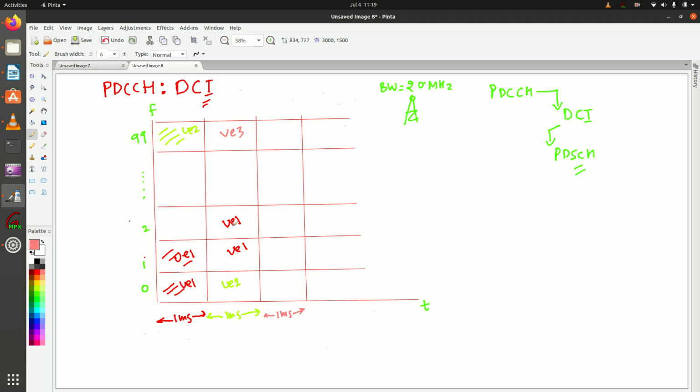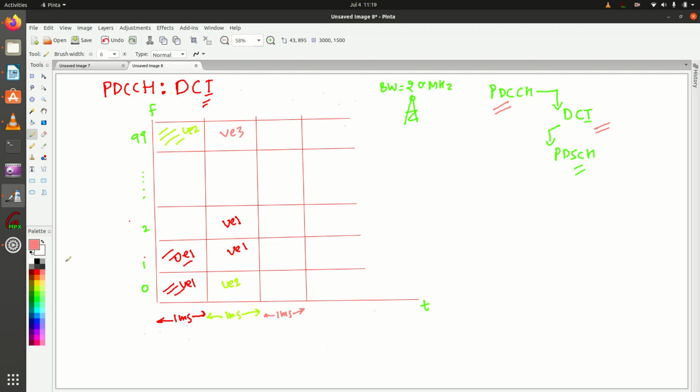But how, let's say in this first TTI PRB numbers 0 and 1 are allocated to UE1. How will the UE come to know that these PRBs are allocated to it, and that it has to go to these PRBs and use a particular demodulation scheme to read the PDSCH data? Here the function of PDCCH, or DCI, you can say, is used.